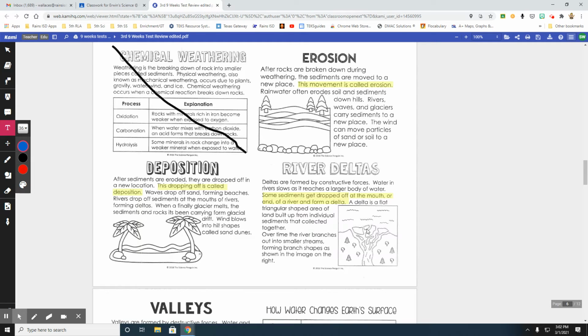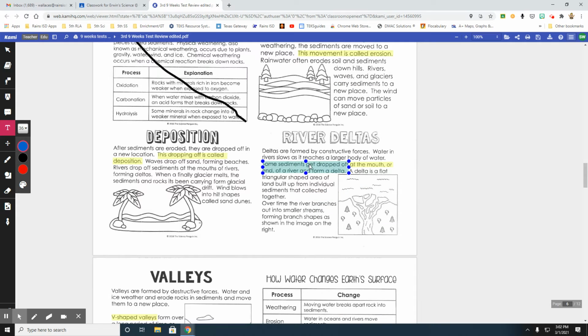Okay, so we go into some specifics on the different types of landforms. So we know the mouth of the river is where it empties into the ocean. Okay, so here's my river flowing, here's the ocean.